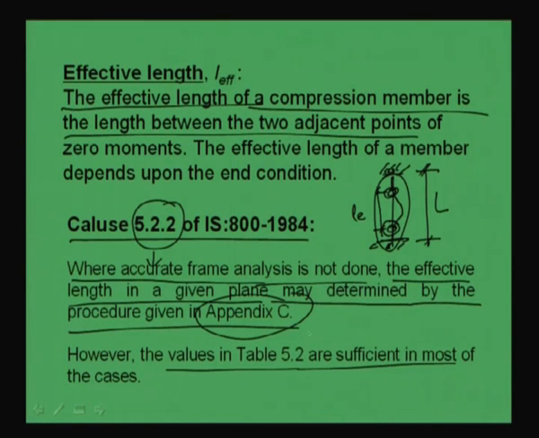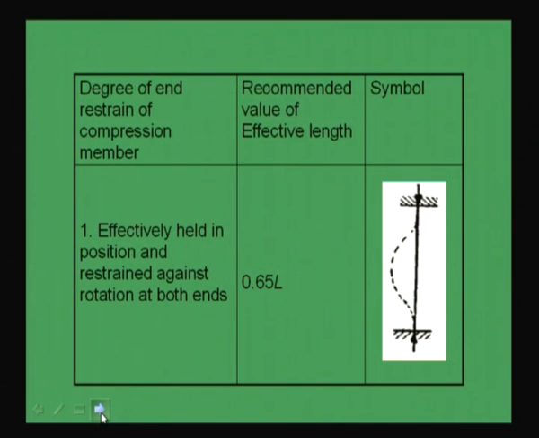That means we can either follow the procedure given in Appendix C, or we can use the table given in IS 800:1984, where the effective length has been given for different end conditions, covering most of the common cases. This is one case which has been given in Table 5.2.